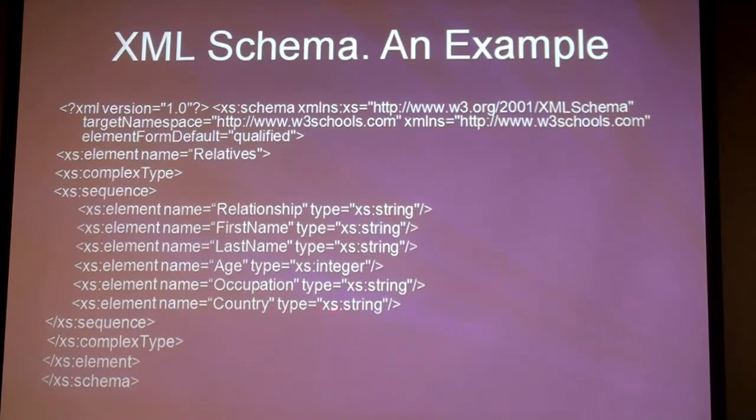Occupation and country, they also will be string. Okay, so if you specify first name as a number, then it will be an error. That error will be immediately caught. Okay, and so that's the end of the nesting sequence, and then there's the end of the complex type, which is essentially the relative element, and that's what it is. So that's an XML schema example which describes our document.